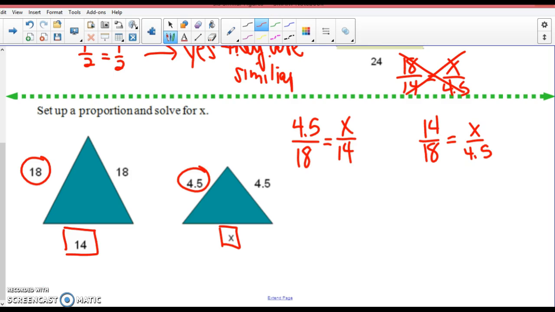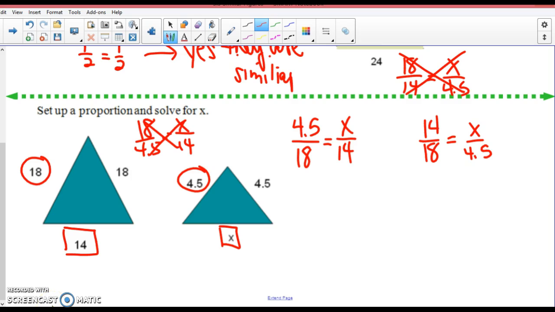Could I do 18 over 4.5 and then X over 14? Look how I did that. 18 over 4.5 and then X over 14. Does that match? No, because if I start over here, 18 over 4.5, I need to start here, 14 over X. No matter how you set it up, both sides need to be the same. Do you see that? No good.